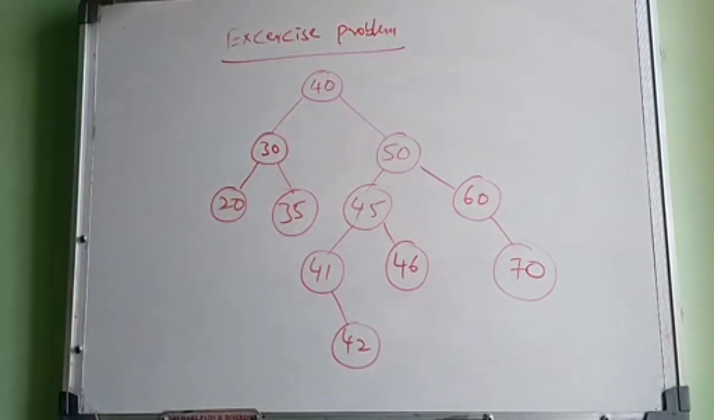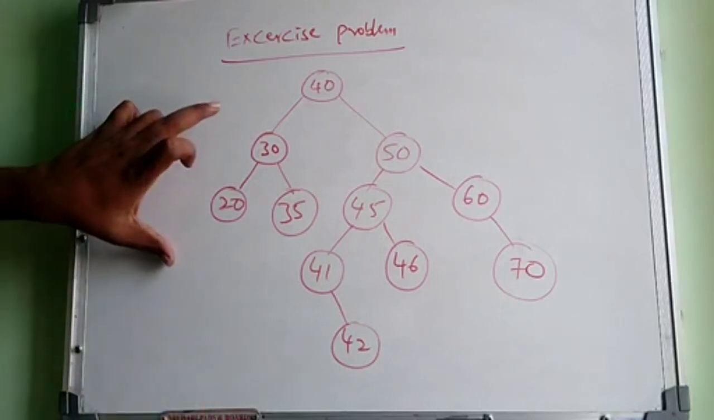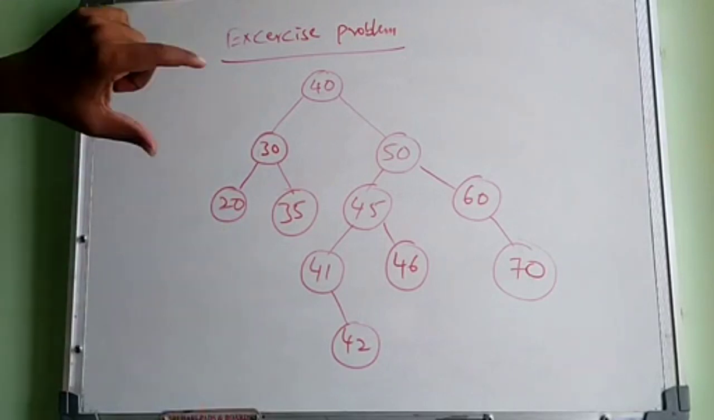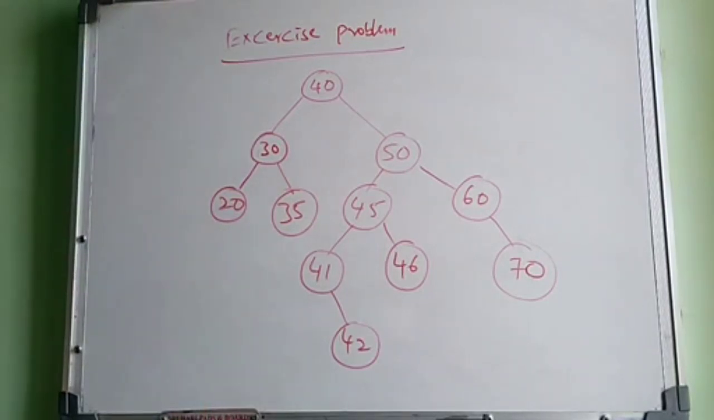You have to apply the suitable rotations. Either you can apply LL, RL, LR, depending on the rotations you can apply on the same binary tree. So this is the exercise problem. I will give a task to you all. So make an unbalanced tree balanced using AVL rotations.